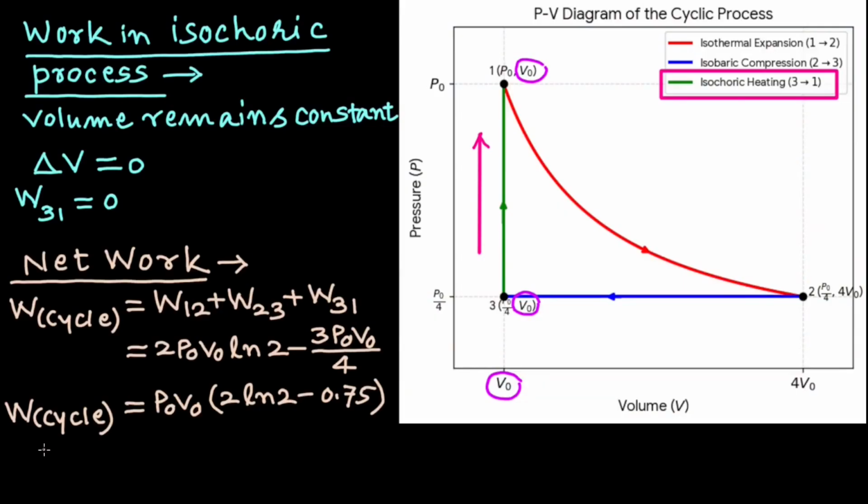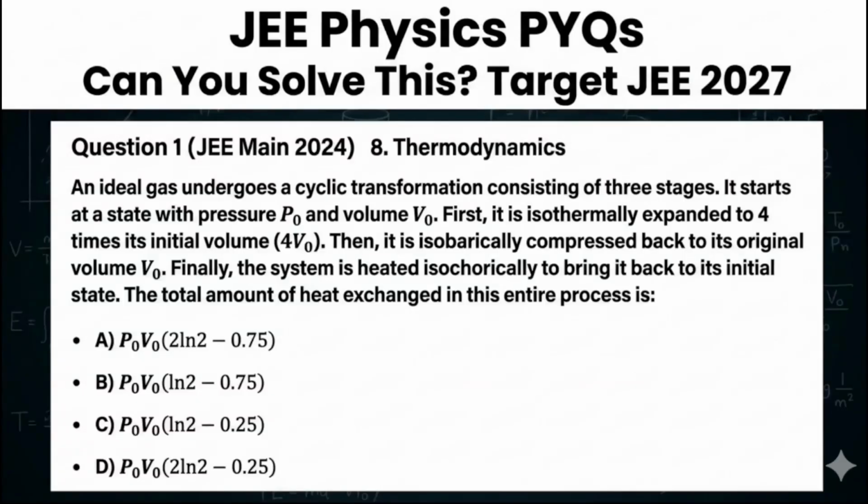Therefore, total amount of heat exchanged during the whole process Q is P0 V0 into 2 ln2 minus 0.75, and hence correct answer option is A, P0 V0 into 2 ln2 minus 0.75.